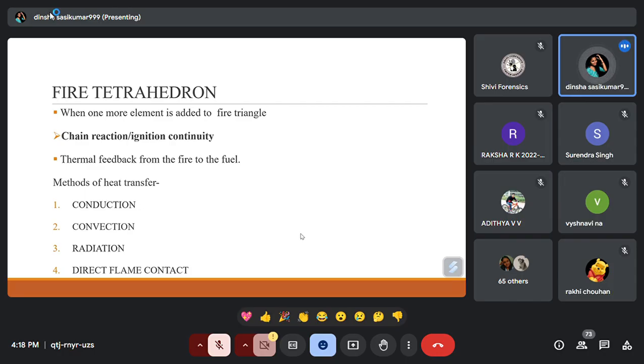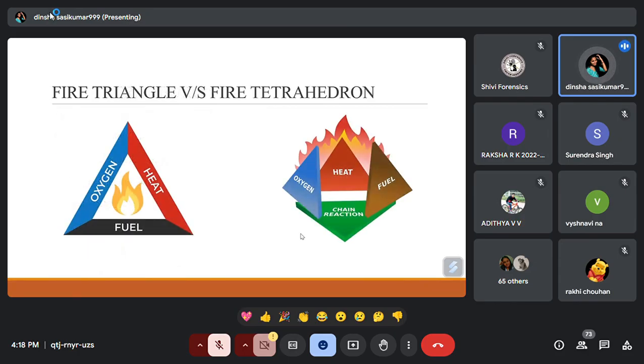Direct flame contact is the combination of the two basic methods of heat transfer, that is convection and radiation. As hot gases from the fire scene or the flame rise into contact with additional fuel, the heat is transferred to the fuel by convection and radiation until the additional fuel begins to vaporize. So that is the fourth method of heat transfer. For the ignition reaction to continue, it can continue through these four processes. So these four elements will make a fire tetrahedron.